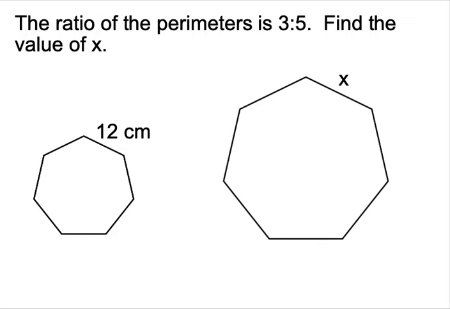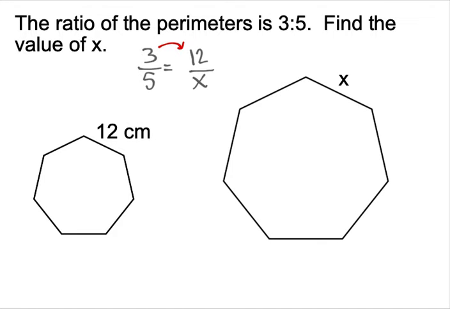Find the value of x. Well, the ratio of perimeters, 3 to 5, is the same as the ratio of side lengths, which would be x to 12. Now, which one would be perimeter size 3, and which one size 5? Size 5 would have to be the bigger one. So x is in the bigger shape, and 12 is in the smaller shape. This is set up to find the value of x.